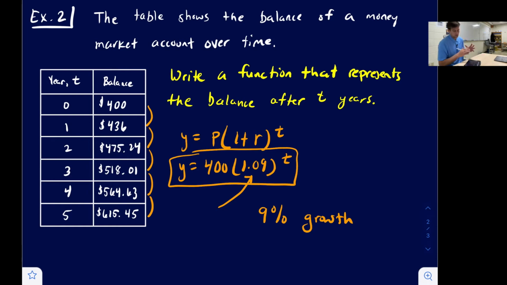Because that's 1.09, and we think 1 plus r. So what did we add to 1 to get 1.09? We added 0.09. So we write that as a percent, and we get 9%.